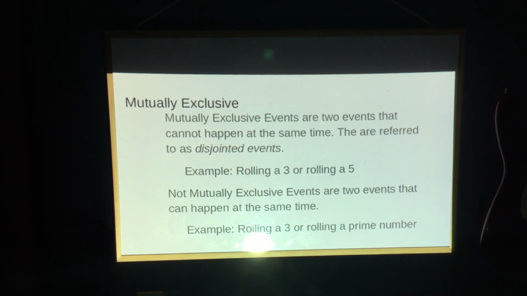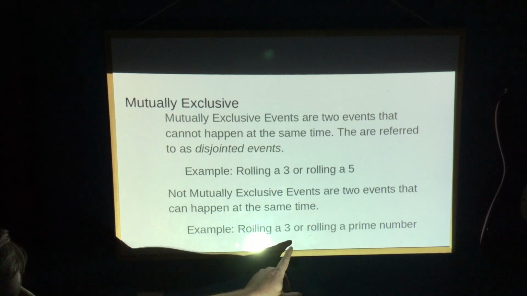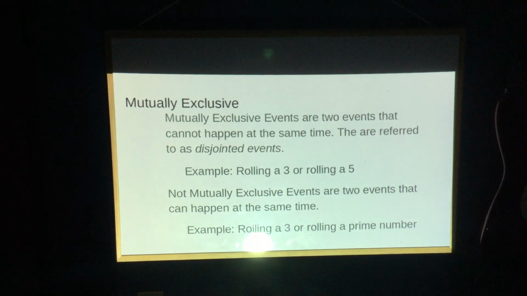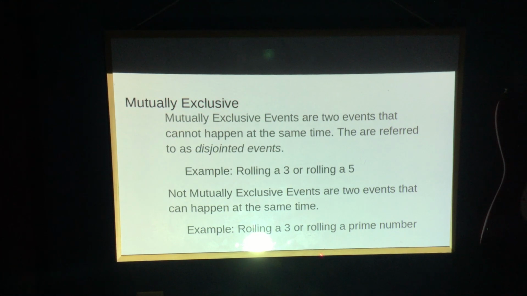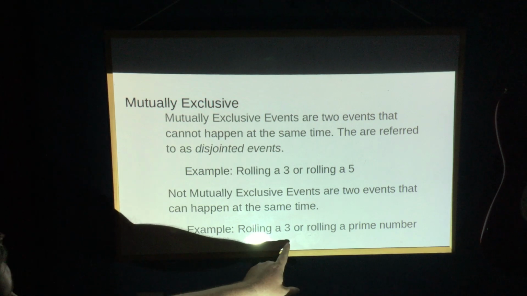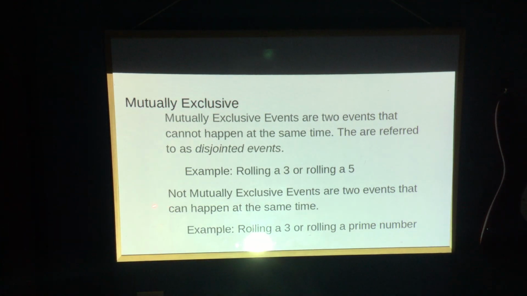If we rolled that same 6-sided die and we wanted to know the probability of rolling a 3 or a prime number, well, the prime numbers on a 6-sided die are 2, 3, and 5. So it is possible to roll a 3 and a prime number at the same time. Rolling a 3, 3 is prime. So those are not mutually exclusive. And you find the probability of these 2 things a little bit differently.